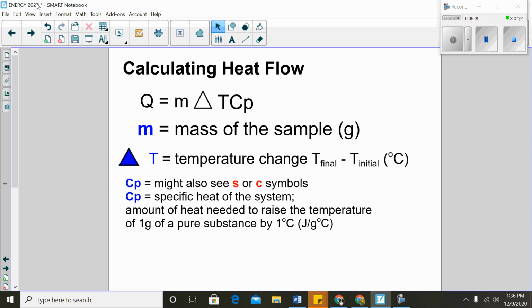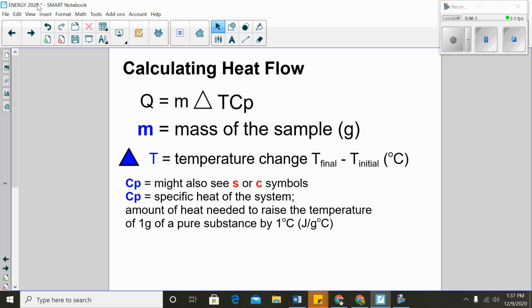Now Cp is referencing the specific heat of a system. Now I prefer to use the symbol Cp because I think the other more modern symbols are a little too confusing, but they're not necessarily wrong. So other teachers or textbooks might use S or C, but I just think that's too confusing for seconds or Celsius. So I prefer to use Cp. Yes, it's old school, that's my choice. But if you choose to use S or C, you are not wrong, but I will continue to discuss and use Cp.